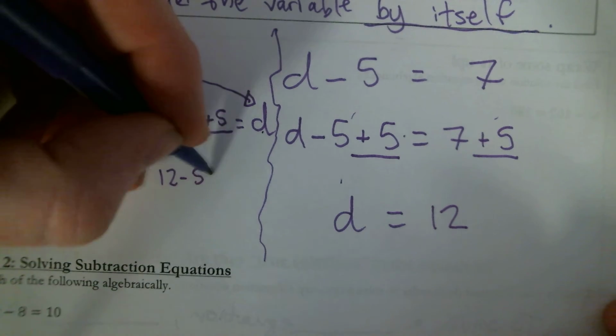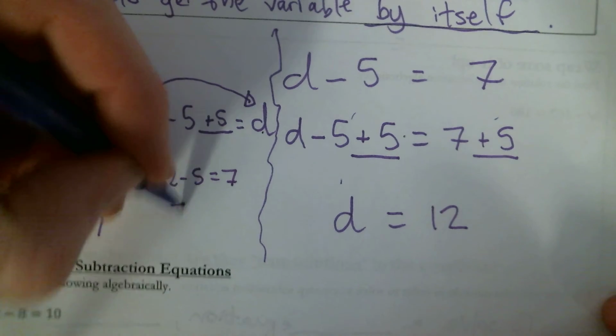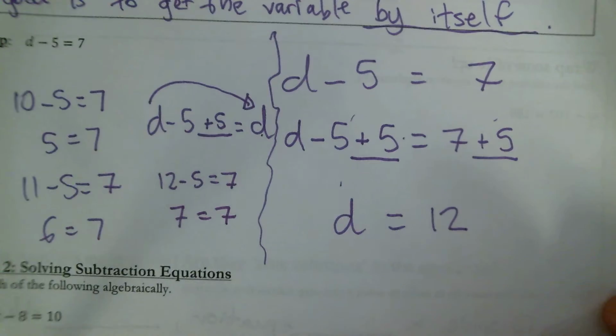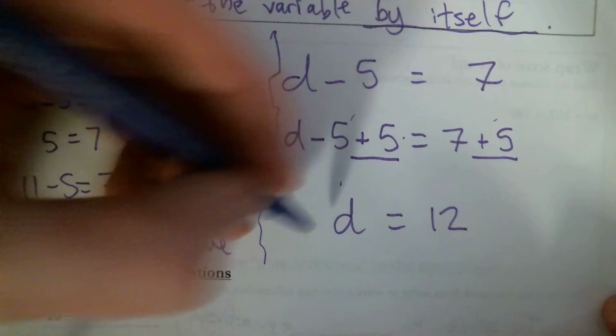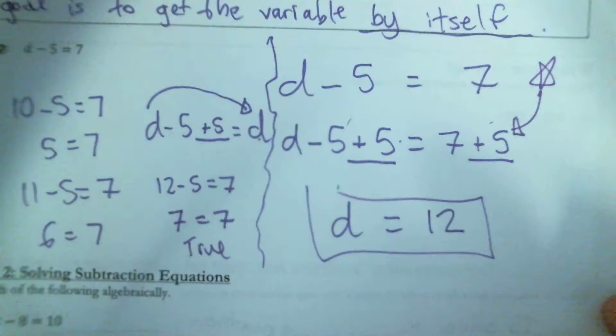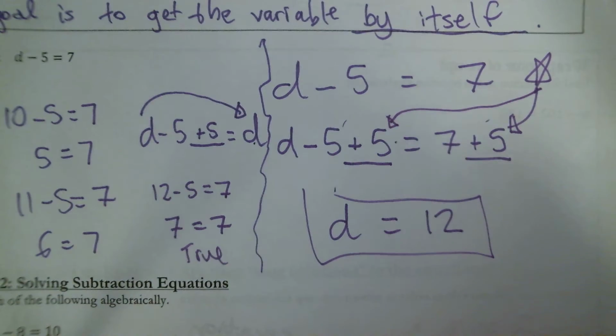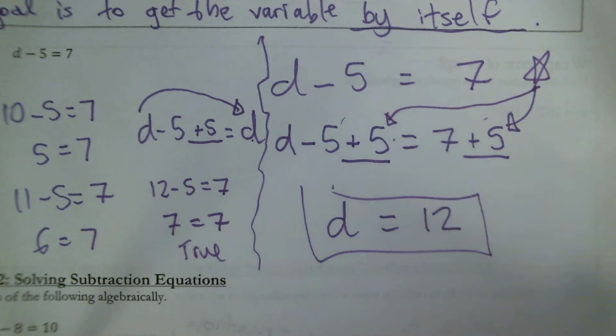12 minus 5 equals 7. Does this solution make a true statement? Absolutely. 12 minus 5 is 7, and of course that's true. So we have our solution is d equals 12, and we've shown our very important step of plus 5 to both sides. Now, you might already have the hang of this from the last video.